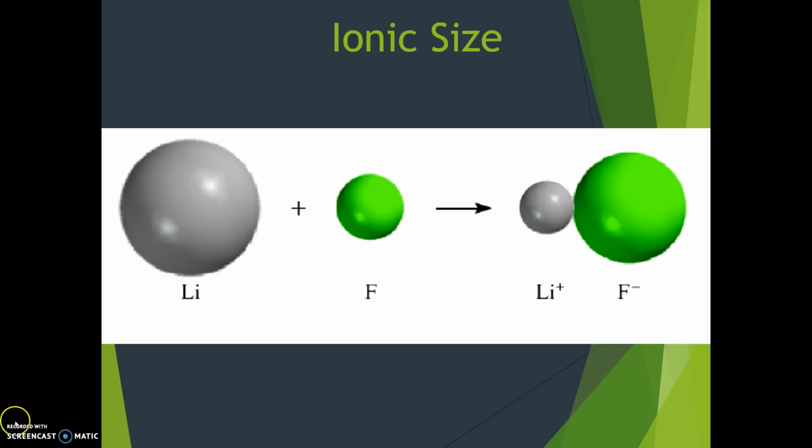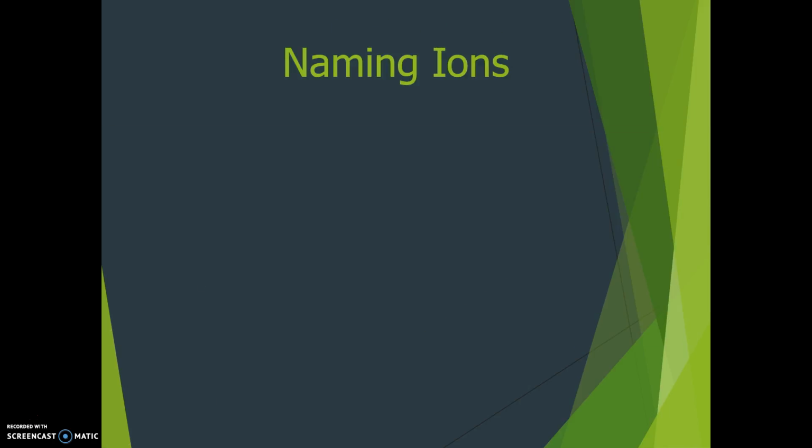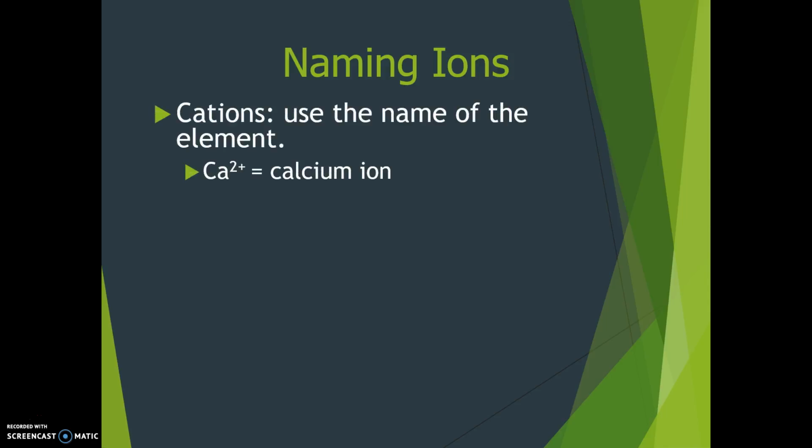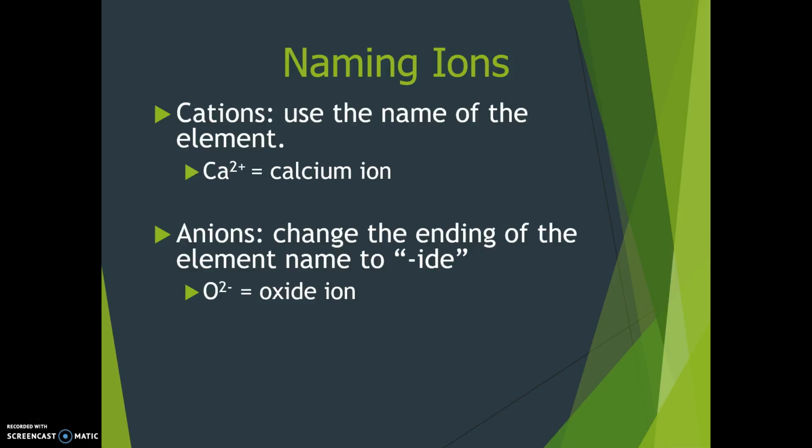Now that we have an understanding of ions and how they form, we want to talk about how to name ions. It's a pretty easy system. The cation, or the positive ion, still retains the name of the element. For example, when calcium loses 2 electrons to become a calcium 2+ ion, we still call it calcium. Anions, on the other hand, we change the ending of the name to "ide." So when oxygen gains 2 electrons to become an anion, we call this the oxide ion.